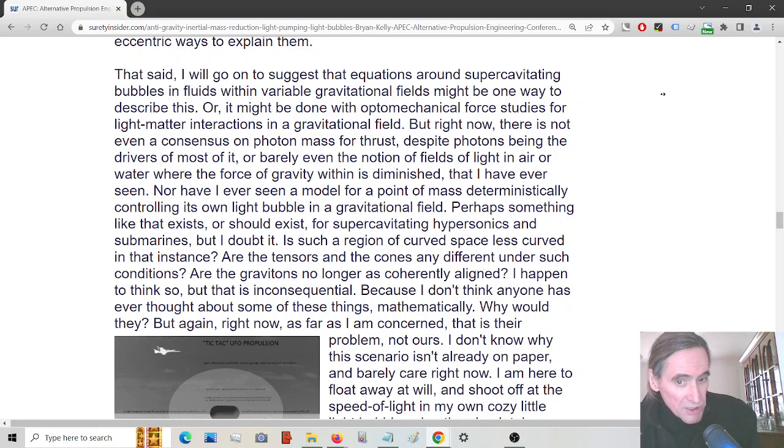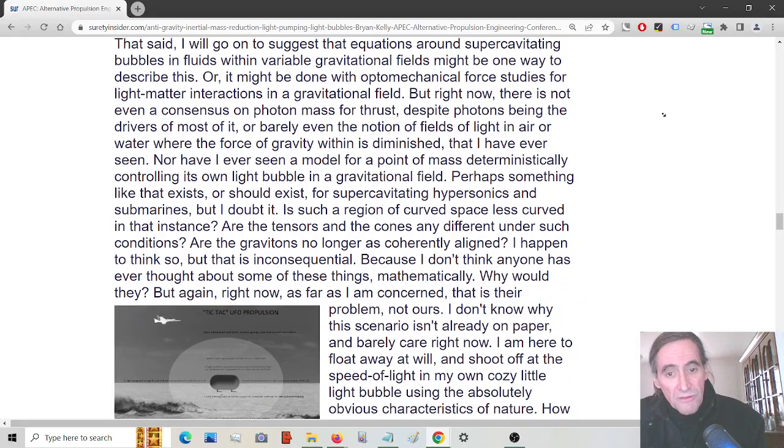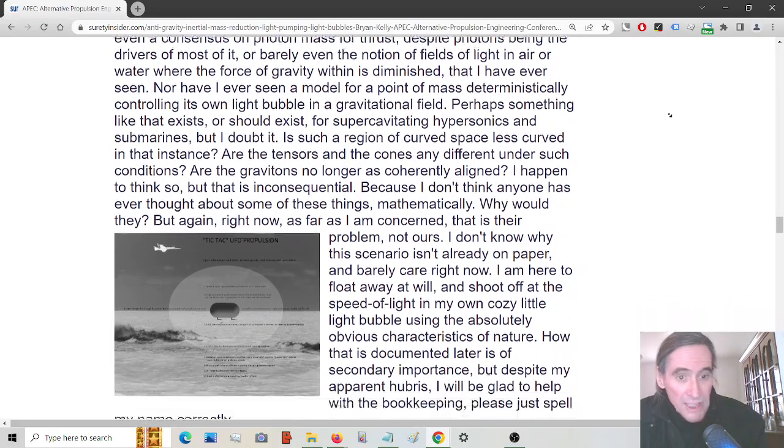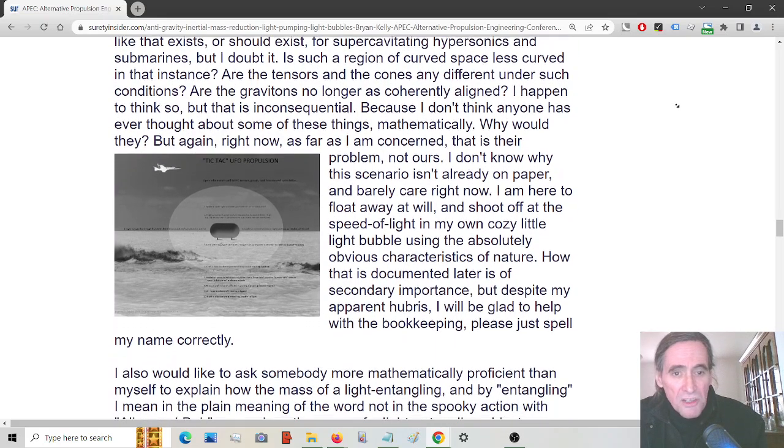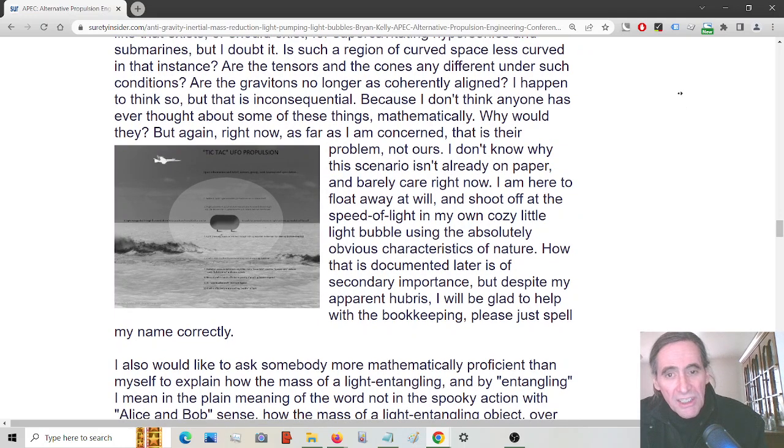Nor have I ever seen a model for a point of mass deterministically controlling its own light bubble in a gravitational field. Perhaps something like that exists, or should exist, for supercavitating hypersonics and submarines, but I doubt it. Is such a region of curved space less curved in that instance? Are the tensors and cones any different under such conditions? Are the gravitons no longer as coherently aligned?